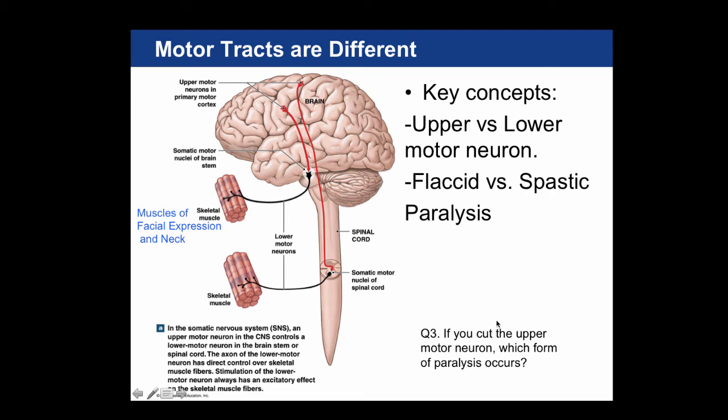So, third question for you. If you cut the upper motor neuron, which form of paralysis occurs? Flaccid or spastic?